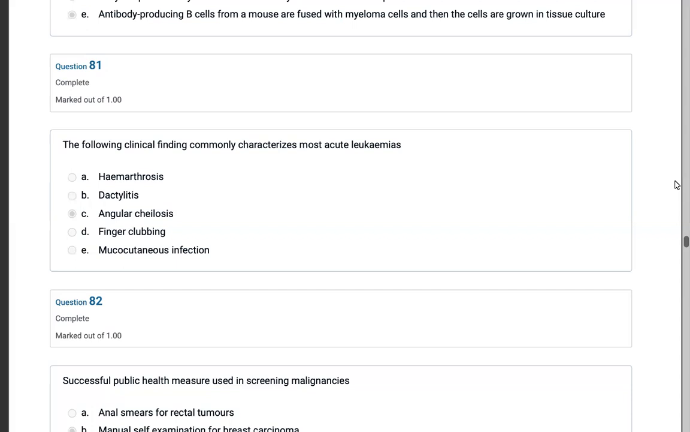So just remember the pancytopenia and what manifests as those pancytopenia, either as an anemia or thrombocytopenia, or maybe the third one, a leukopenia.